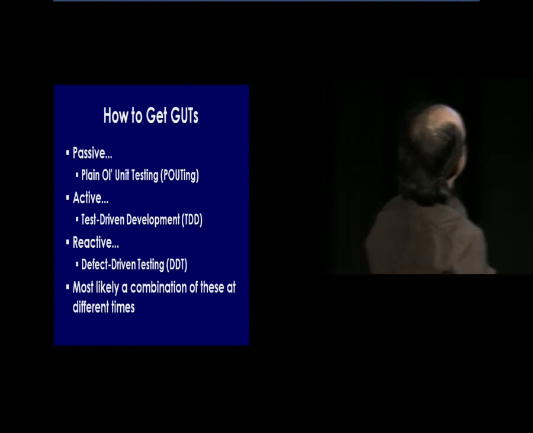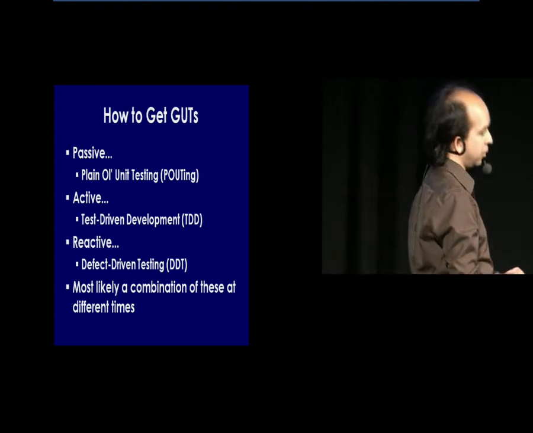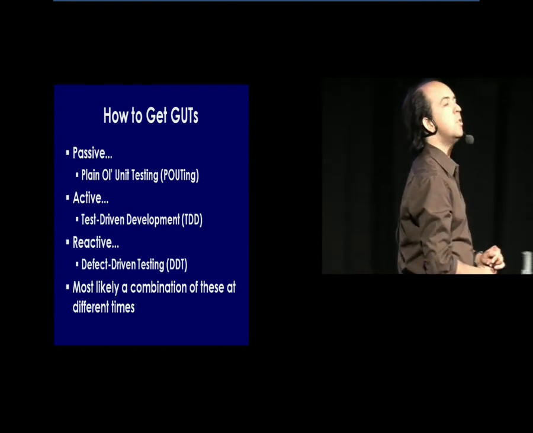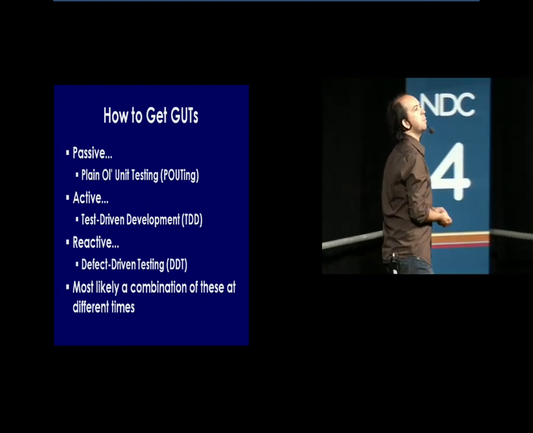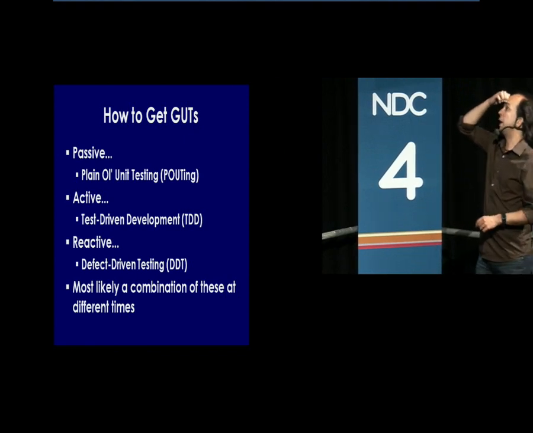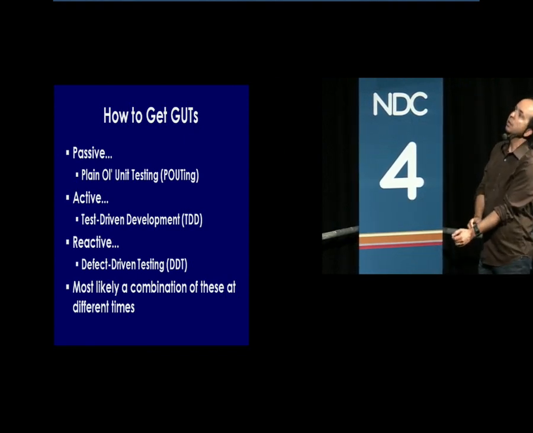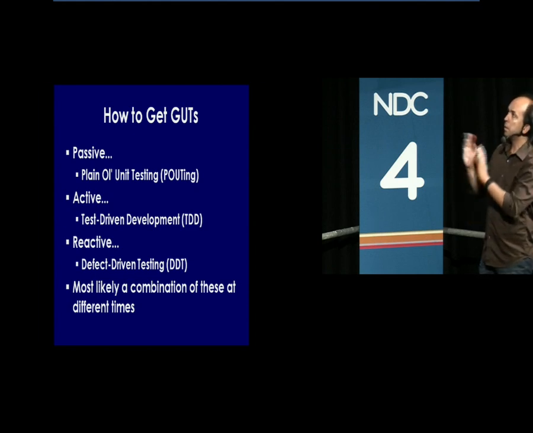Then we have reactive, defect-driven testing. You have a bug, you write a test. You have another bug, you write another test. In other words, you use the defects to drive it. Now, typically, people offer a focus on a blend of these things. I guess probably the most common blend is passive plus reactive. But in many cases, if I'm messing about with a little piece of code, it'll be passive, active, reactive. It'll be a blend of those.